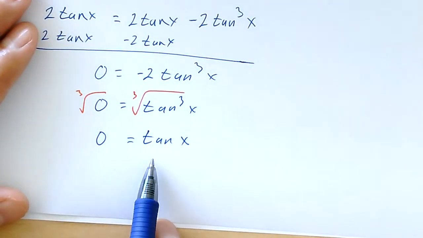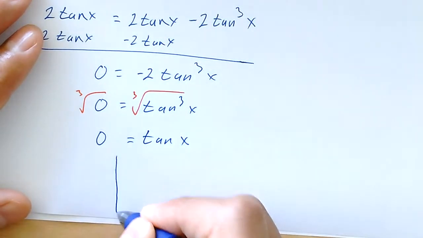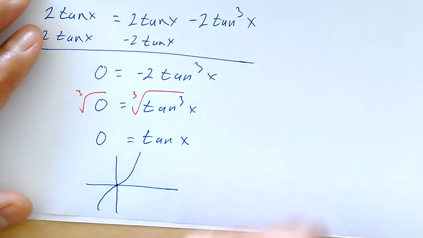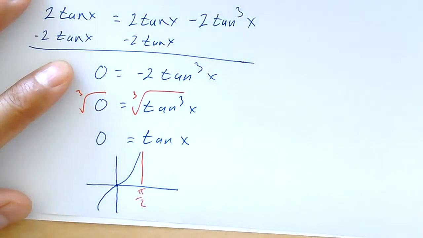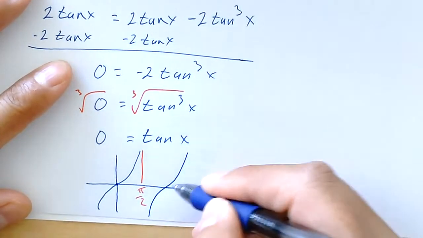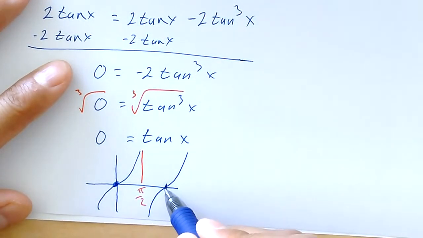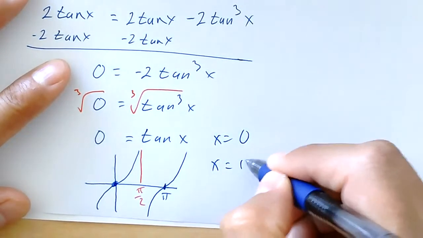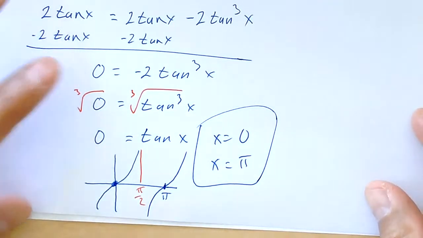So now I have to look at that and figure out when's the tangent 0. Well, tangent graph is 0 here. Oh, and let me draw my asymptote here. It's also 0 at pi. It's 0 at 0 and again at pi. 2 angles. Okay. 3 examples.